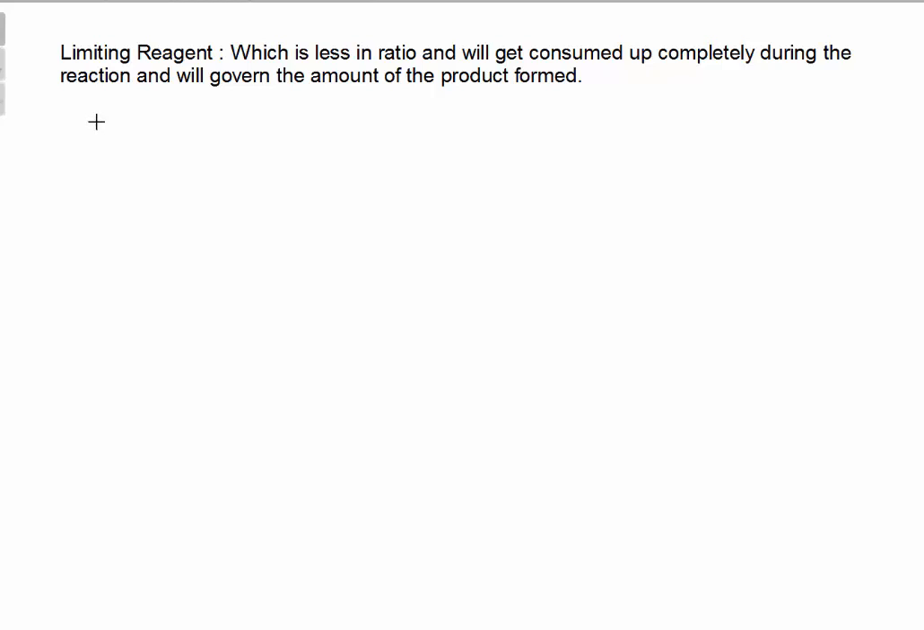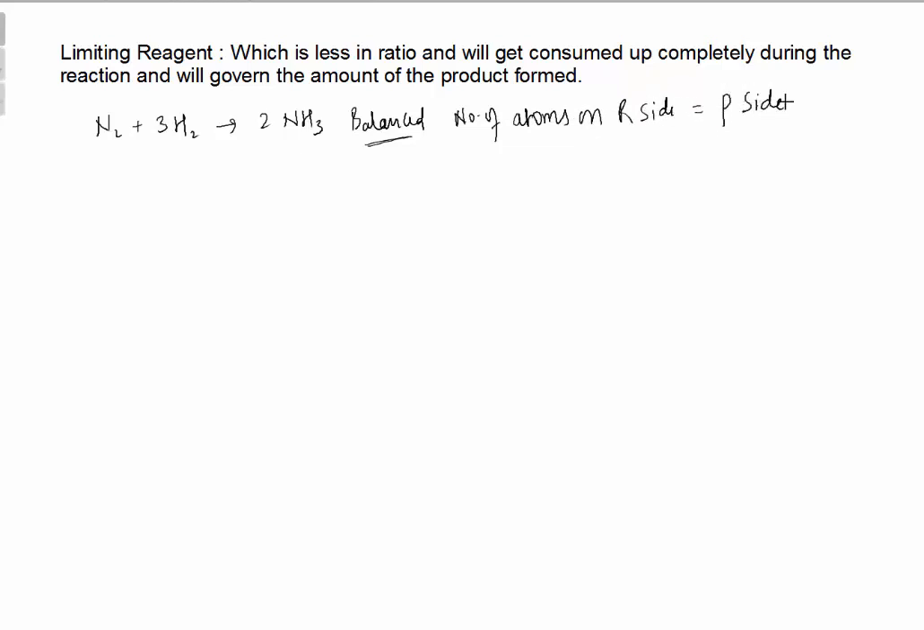That is, to take a reaction N2 plus 3H2 gives 2NH3. Now, please remember, this is called a balanced equation. Why do we call it balanced? Because the number of atoms on either side are equal. Atoms on the reactant side is equal to the product side. Generally we mention the subscript gas, gas, and gas.